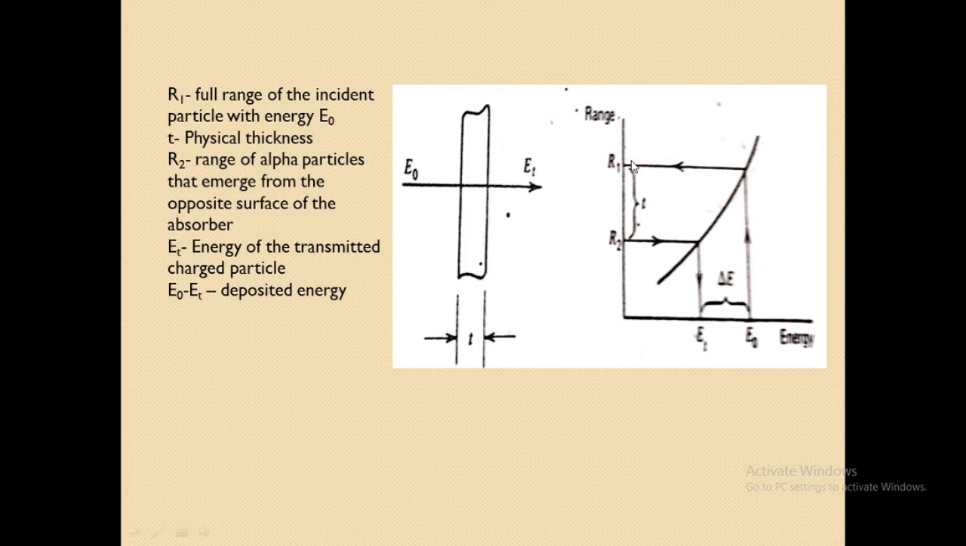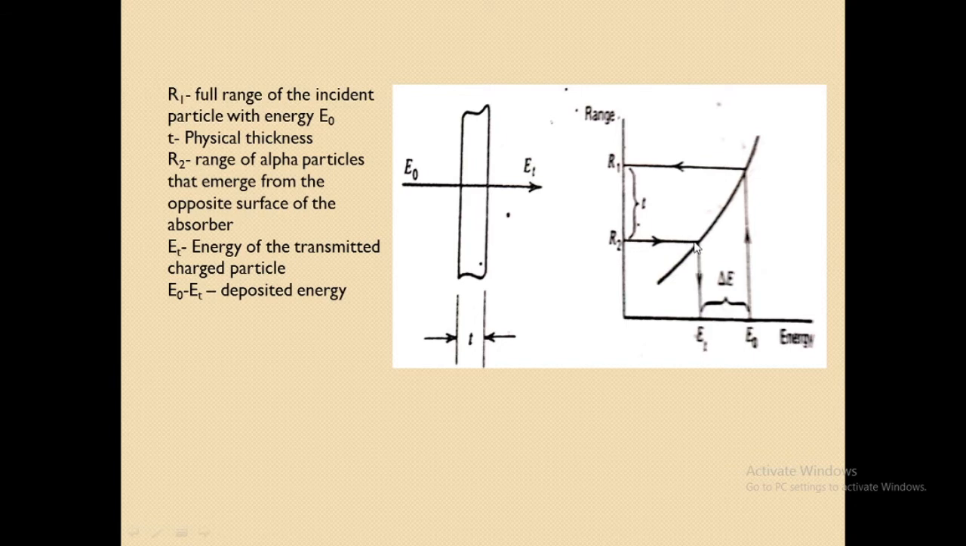Then from this particular value of R1 subtract T, that is, the absorber thickness. So subtract the physical thickness T from R1. It gives a new range, or a new value R2. This R2 represents the range of those alpha particles that emerge from the opposite surface of the absorber.